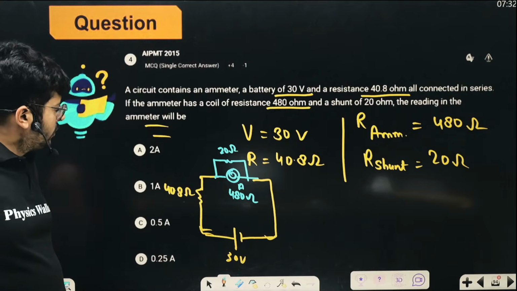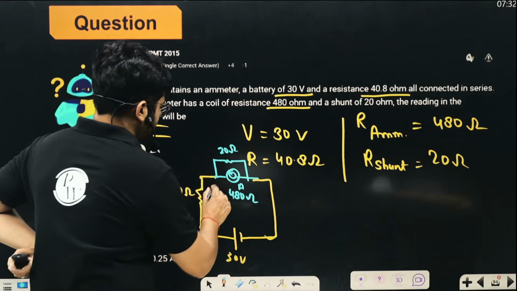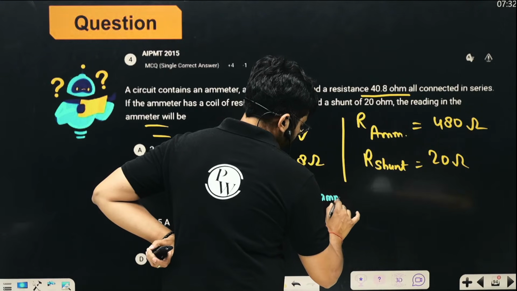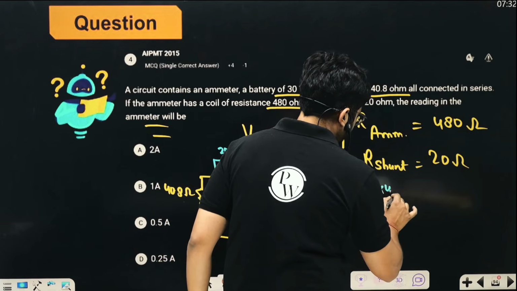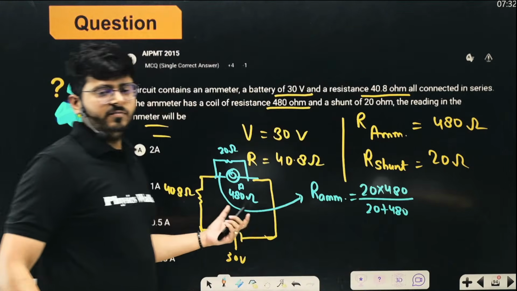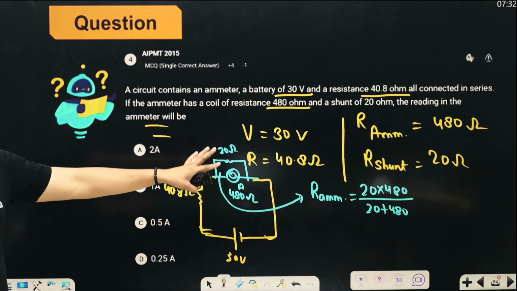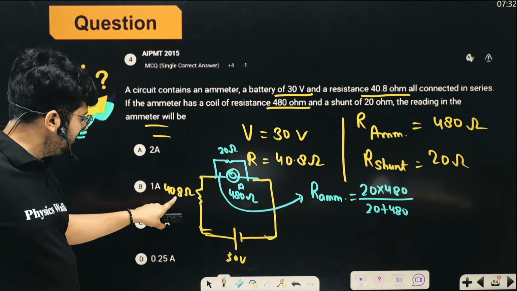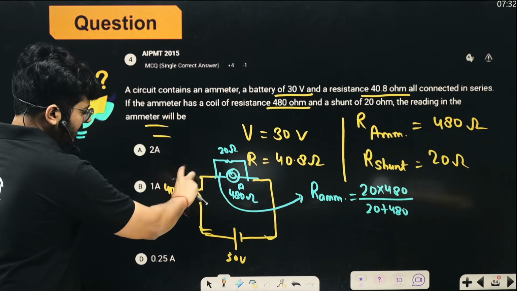Think about it. When 480 ohm and 20 ohm are connected in parallel, what is the effective resistance of the ammeter itself? We can say R1 R2 upon R1 plus R2. So 20 into 480 upon 20 plus 480, right? This is going to be the effective resistance of the ammeter itself. Now, whatever net value of resistance comes out, that is in series with the 40.8 ohm resistance, right?